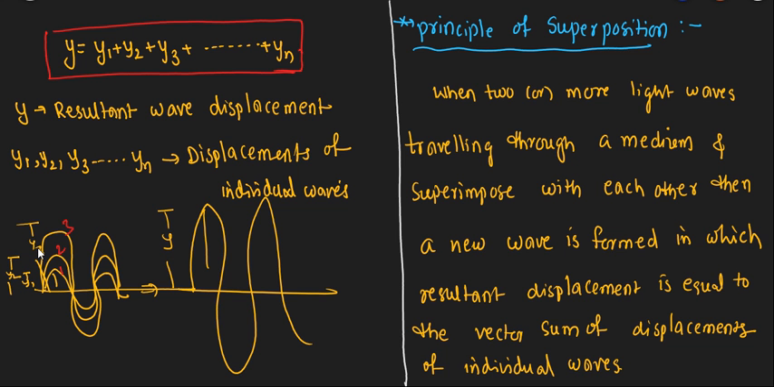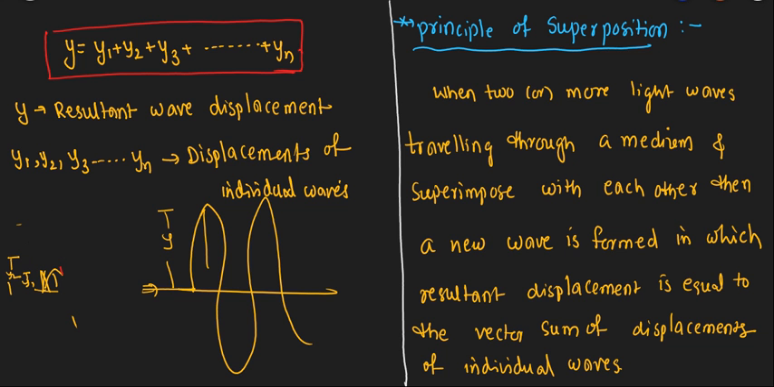We cannot always write plus. That is a vector sum. If they are in opposite direction, we have to write minus also, right? And that is the principle of superposition. These superpositions are of two types. One is constructive superposition and the other one is destructive superposition.